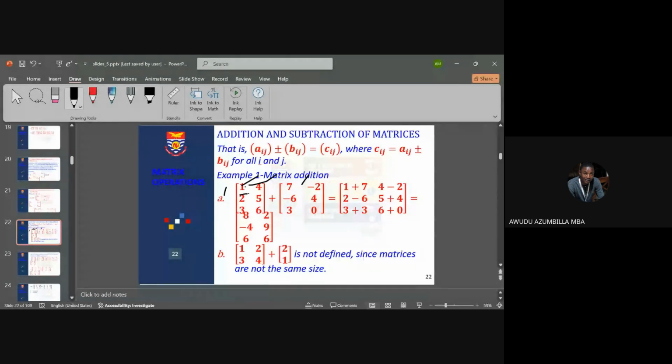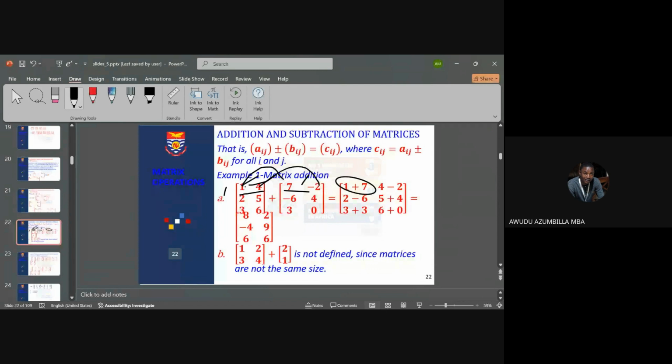So we can see that this and this are the same. So you can easily add and subtract them. If you are doing addition, 1 is going to add to 7, so we have 1 plus 7. And then 4 is going to add to 2.